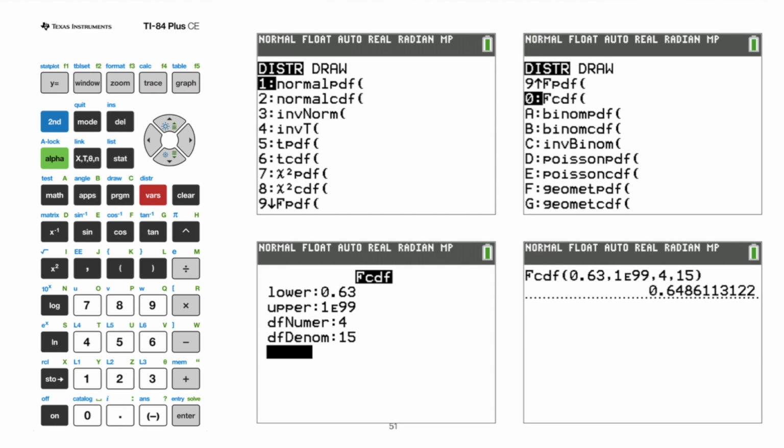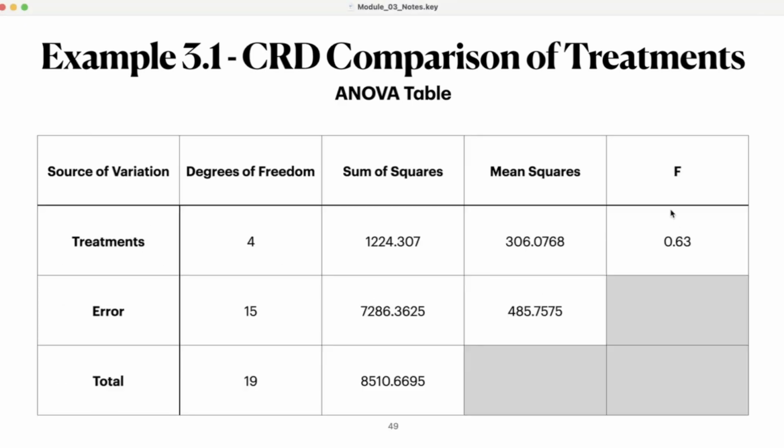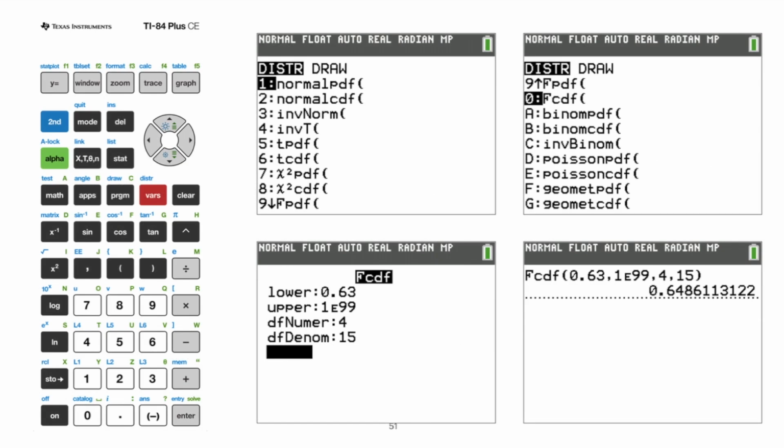And again, we can find this p-value using the TI-84 calculator. And according to the 84 calculator, the p-value is 0.6486. Now, the slight discrepancy is because I've plugged in a value of 0.63 for the F statistic. The actual value of the F statistic, if we were to show more decimal places, it's 0.63 something. So it's a little bit bigger than that, if I remember correctly. All right. But so we see that the p-value is 0.649 if we round that to 3 decimal places.